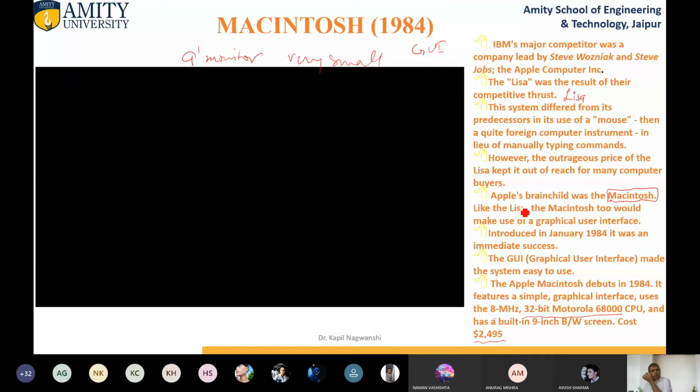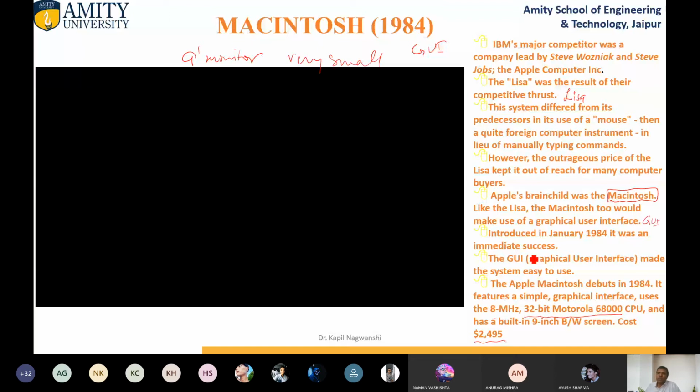Later, because Lisa was a flop, Apple's brainchild was the Macintosh. The Macintosh would make use of a graphical user interface. GUI was coming into existence. Introduced in January 1984, it was an immediate success.